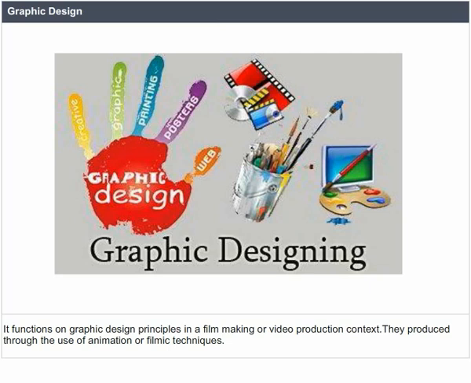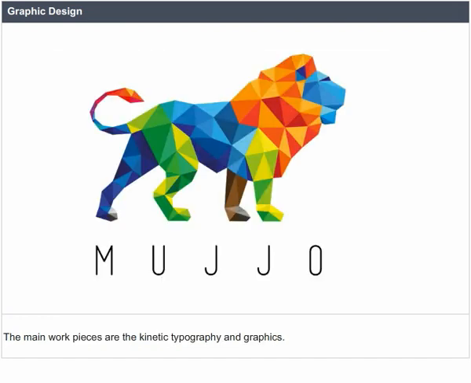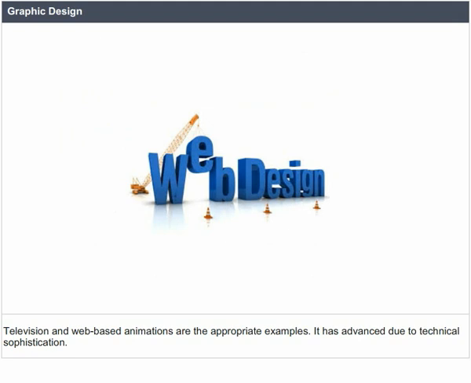Graphic design. It functions on graphic design principles in a filmmaking or video production context. They are produced through the use of animation or filmic techniques. The main workpieces are kinetic typography and graphics. Television and web-based animations are appropriate examples. It has advanced due to technical sophistication.